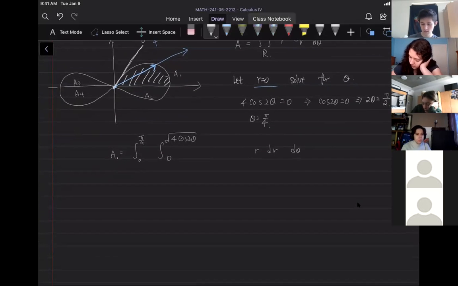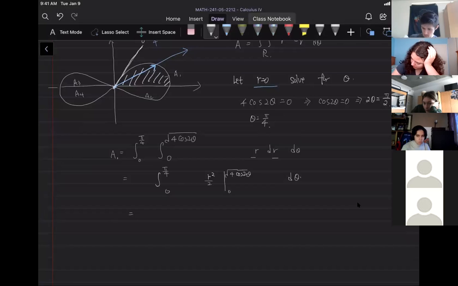And let's evaluate this one. The integral of r dr is just r squared over 2. Is that right? And r goes from 0 to the square root of 4 cosine 2θ, and then dθ, with θ from 0 to π/4. So we have r squared, and our boundary has a square root, and the square and the square root cancel out.